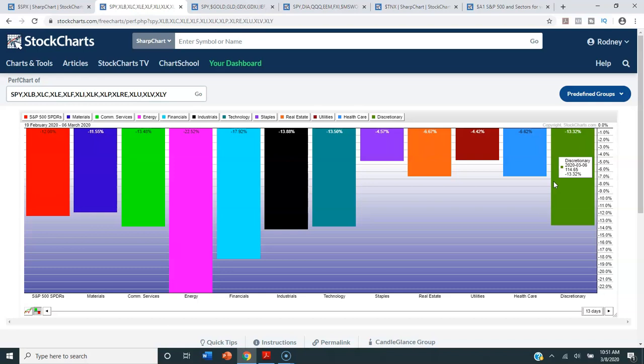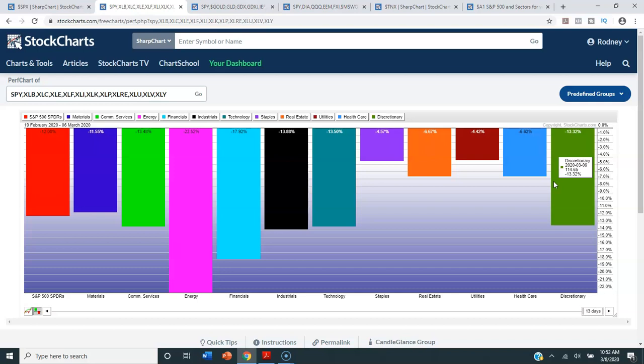So it's been hit fairly hard, but retail is under pressure anyway because the brick and mortar retailers are being hammered by online shopping. And that's a mega trend, right, that is still playing out and has been playing out for several decades now. So I think there's probably going to continue to be volatility in that discretionary sector.